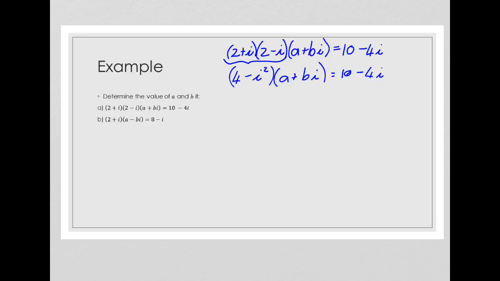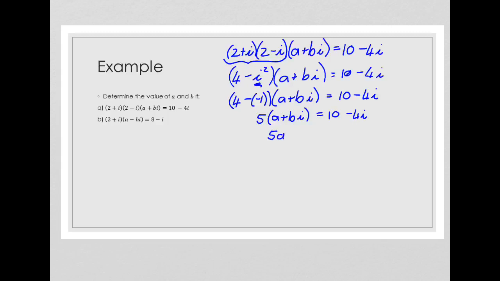So remember, by definition, i squared is negative 1. So this will become 4 minus negative 1. And to simplify that, 4 minus negative 1 will be 5, because it becomes a plus. And I can simplify the bracket further to say it's 5a plus 5bi. This is then equal to 10 minus 4i.